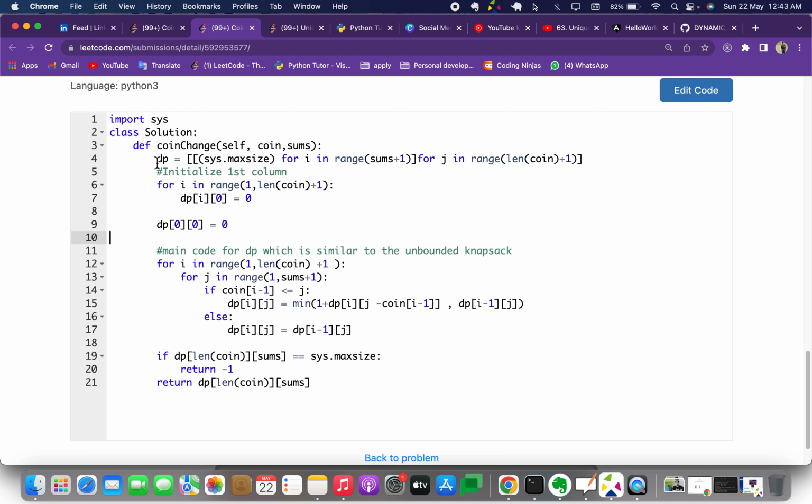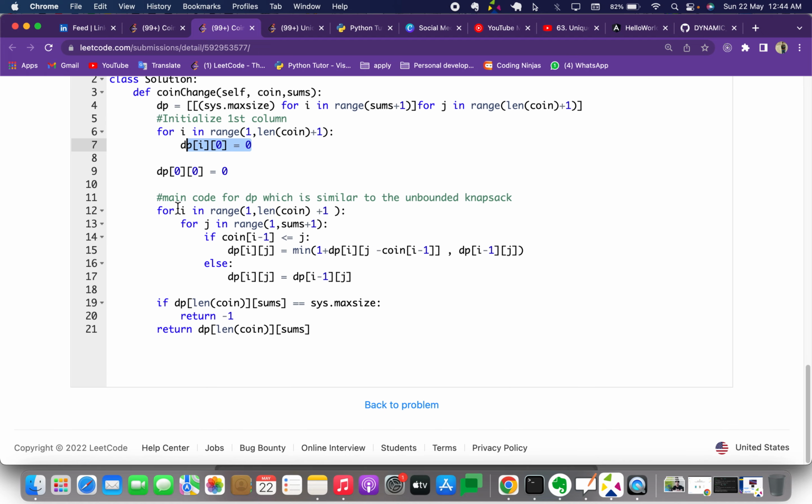So as you know, this is the DP. This is the matrix equal to the length of coin and sum. Here the sum signifies the amount and coin signifies the coin array. In that case, we are initializing the first column. As I told you, the first column specifies that amount equals 0, and if amount equals 0, then the answer should be 0. That is what we do here.